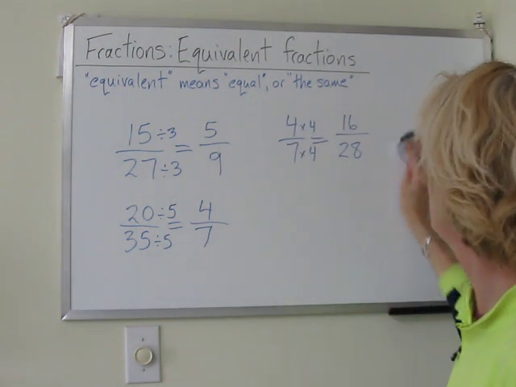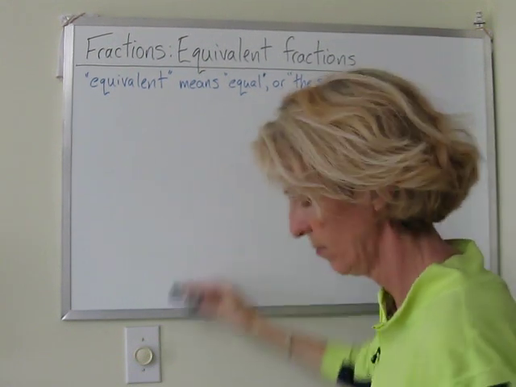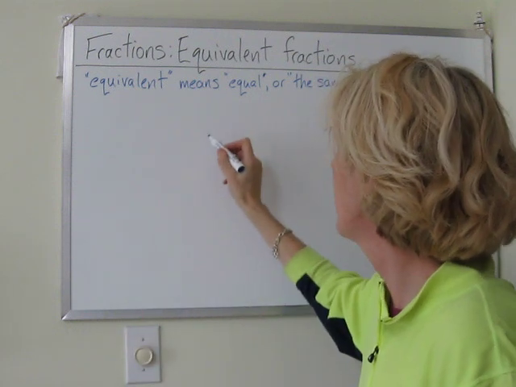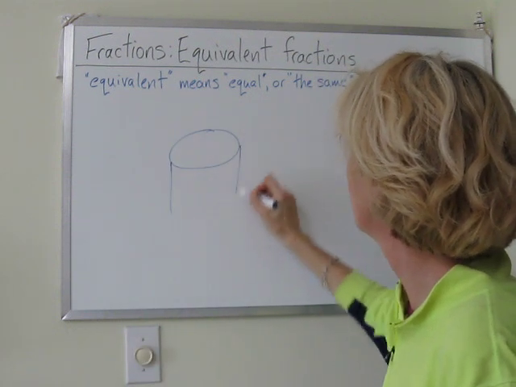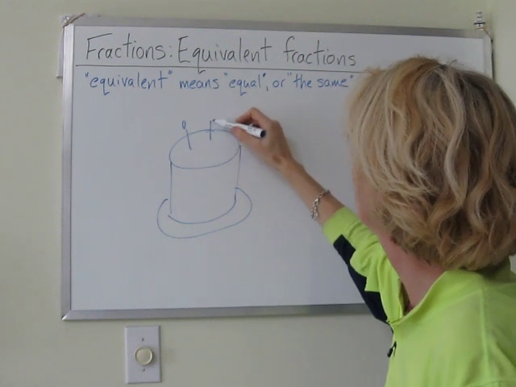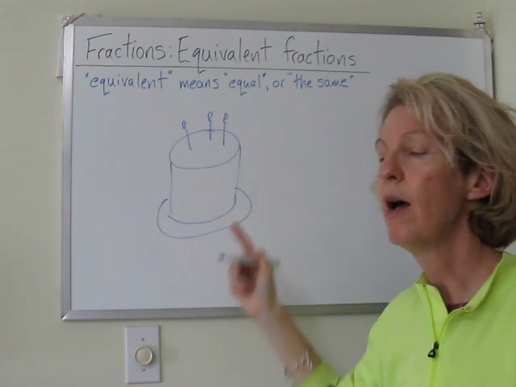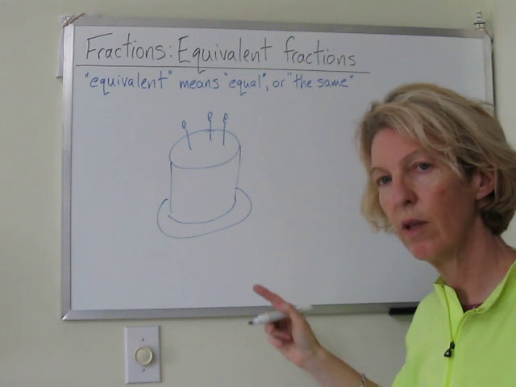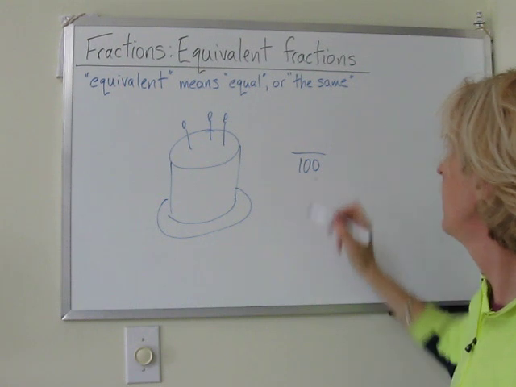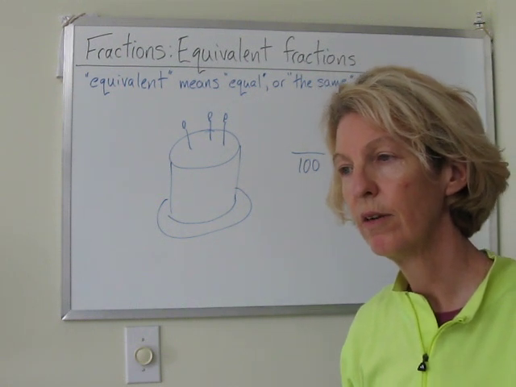So when we talk about equivalent fractions, let me see if I can redeem myself here with the cake thing. Let's stick with the cake because it's kind of simple for me to draw: our cake on a little plate with our candles, and we're going to divide this into 100 pieces. What's the denominator? 100. And we're going to eat half the cake. So what's the numerator? 50.